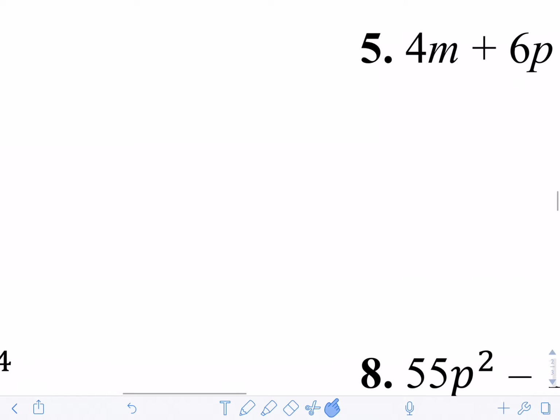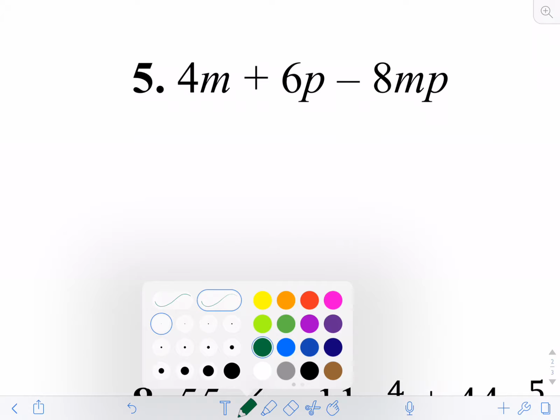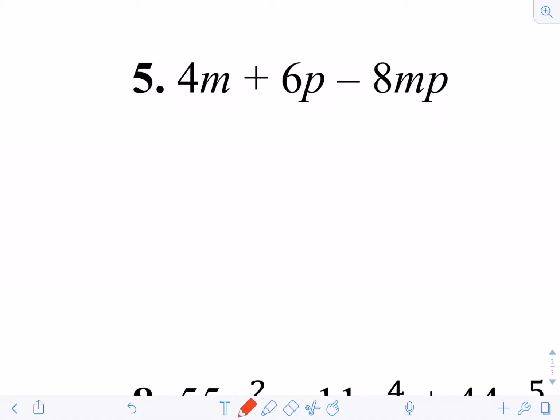Alright, number 5. So looking at number 5, I'm going to go ahead. Some of y'all can say, oh, these are all even numbers. I'm going to pull a 2 out. And so some of y'all can say, okay, here's a 2. So I have 2m left over. 6 divided by 2 is 3, so I have 3p left over. 8 divided by 2 is 4, so I have mp left over. Some of y'all can see this and do that. If you can do that, that's great.